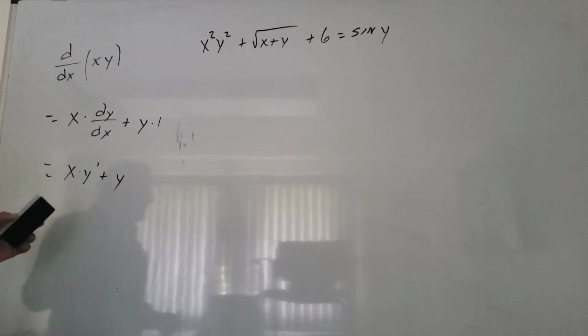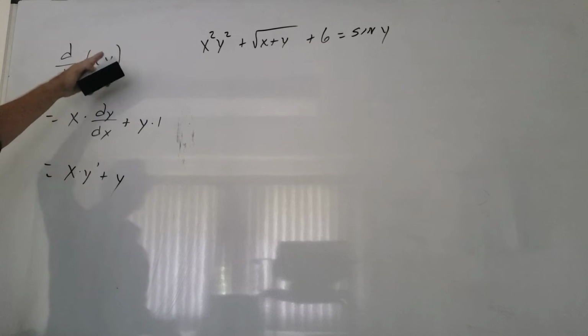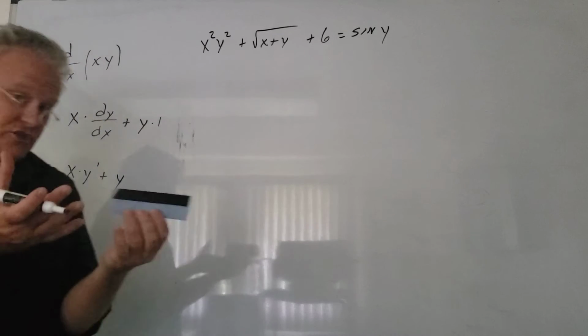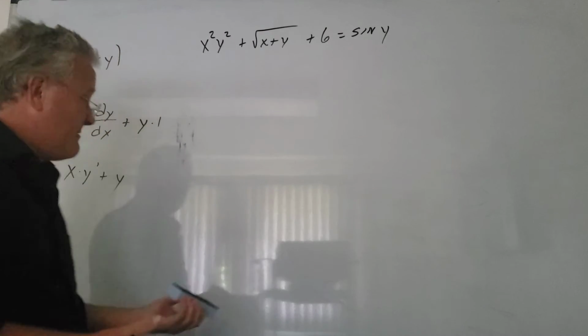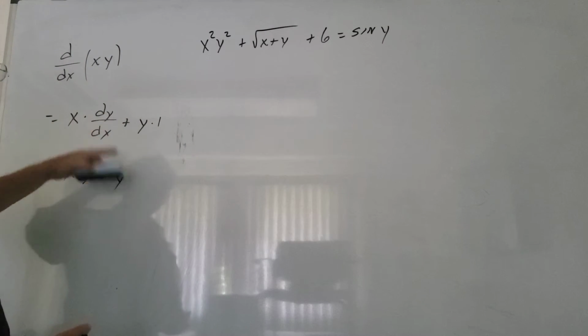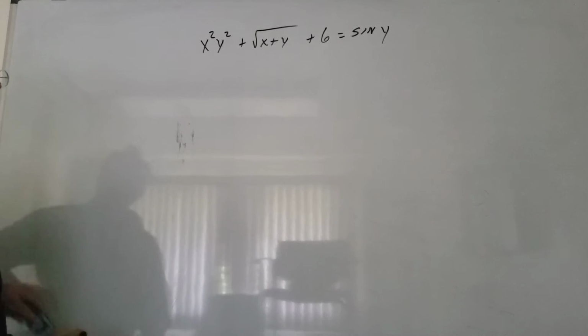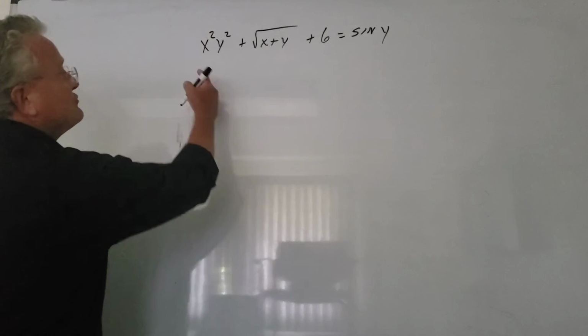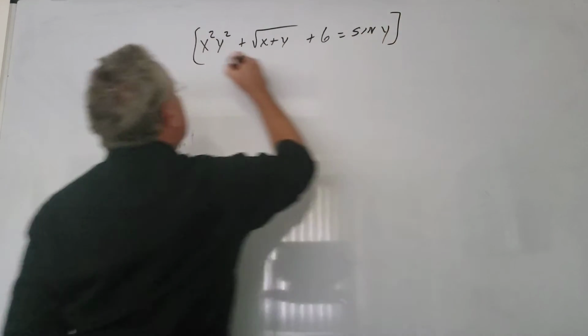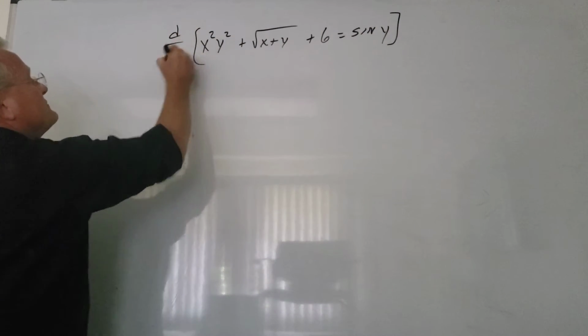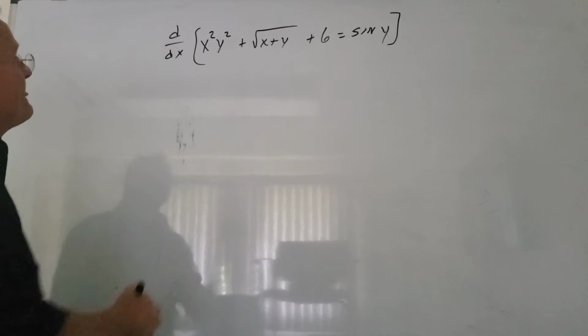Yeah. So that's the idea. You've got to remember when you're taking the derivative of a function that has a y in it, the derivative of that y is going to end up with a y prime in there, or a dy/dx. So let's find the derivative of this. Find dy/dx. So what we're really doing is we're taking the derivative with respect to x of both sides.